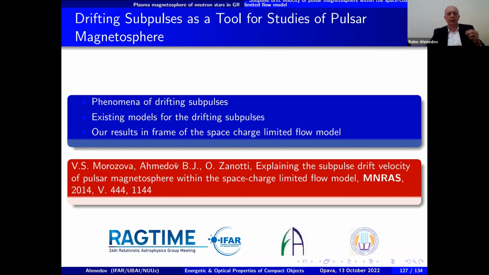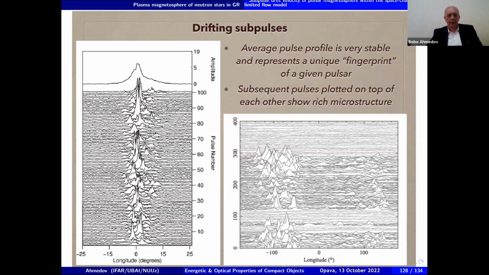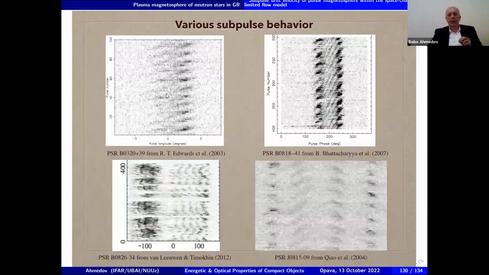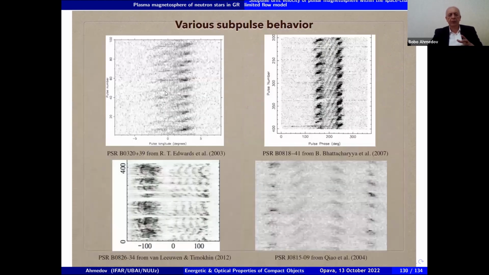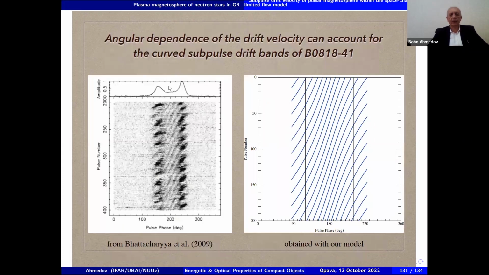The drifting of the subpulses is a very interesting phenomenon. Each pulse is different, but we have some average, which is a fingerprint of each pulsar, and the motion of the subpulses is related to the particles, to their acceleration in the plasma magnetosphere. We then applied this space charge current flow model to a huge number of pulsars, and here I will not stop on the details.